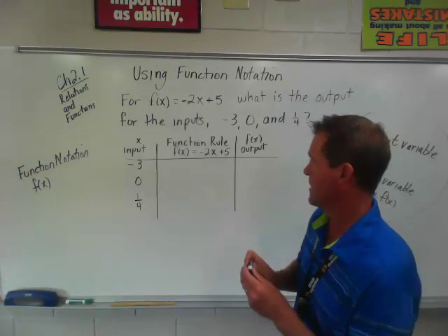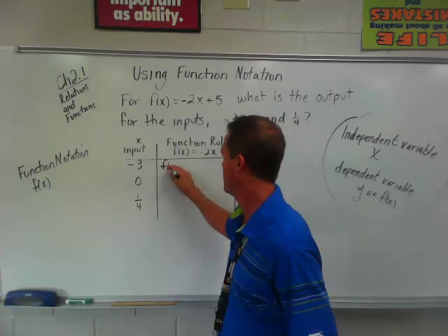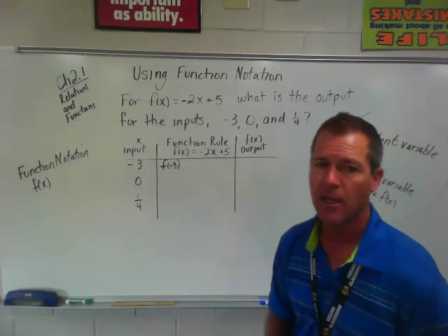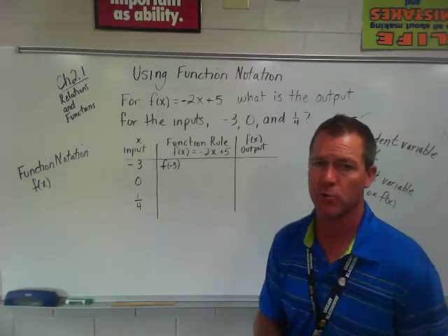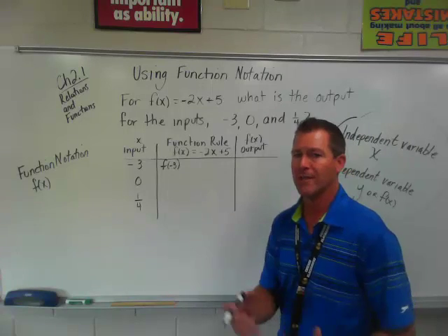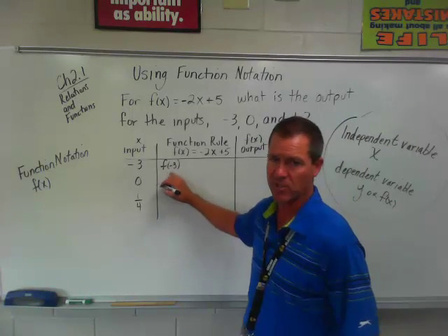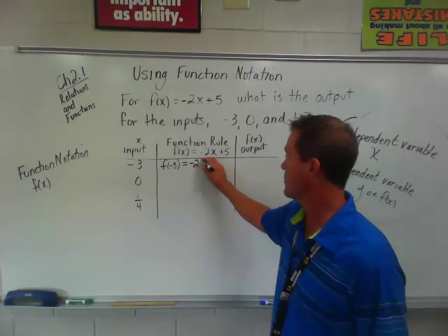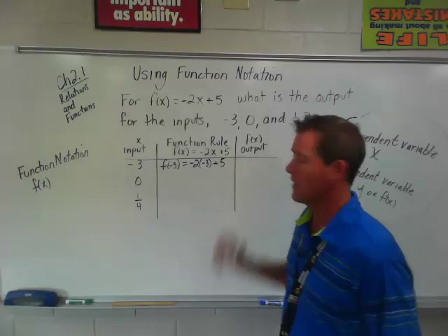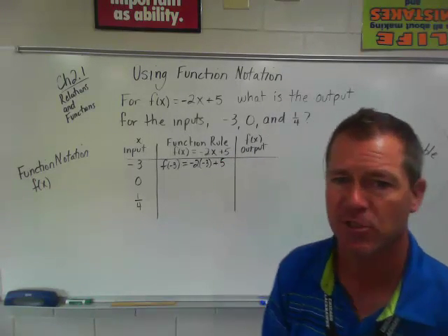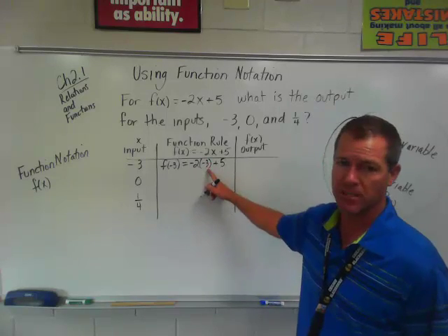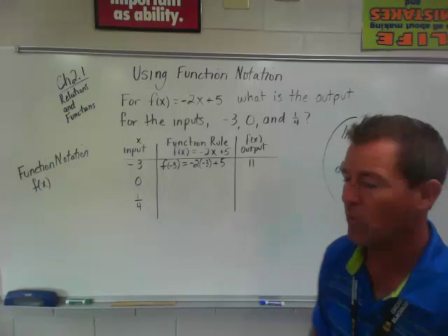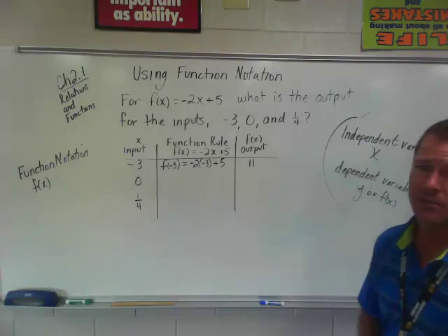So what I would do in this case, I'm going to write f of negative 3. Now that doesn't mean f times negative 3. That's a notation to say, hey, my input or my x value is negative 3. So what do I get out of it? This is just a notation. Don't go multiplying negative 3 times the f. I'm going to take that negative 3 and plug it into the x in my machine. So I've got negative 2 times negative 3, which is 6, plus 5 is 11. So my output, or my dependent variable, will be 11.